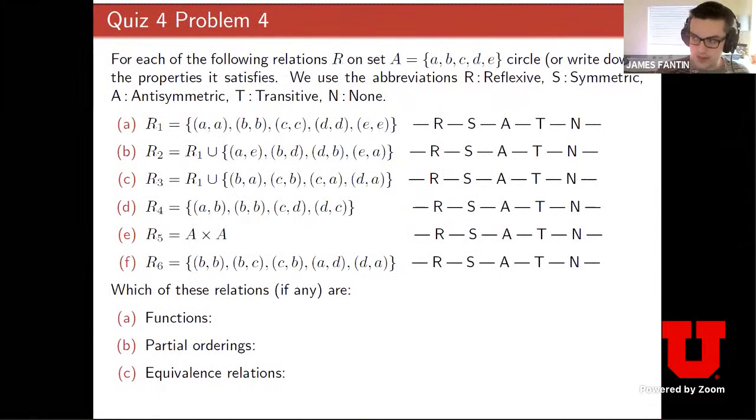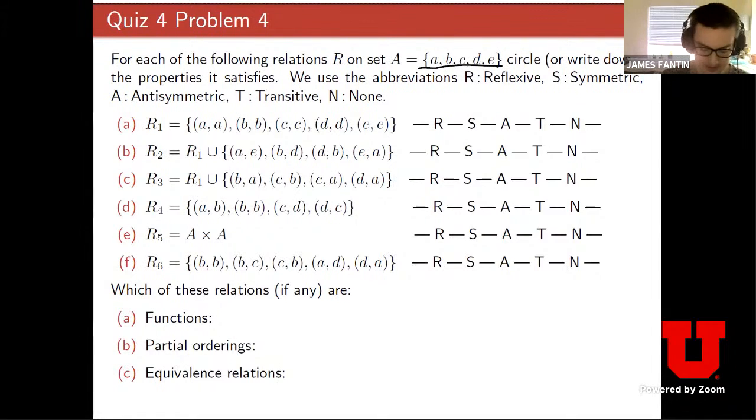So here's problem 4 from quiz 4. For this problem, we were asked to look at relations on the set A, which is made up of the letters A, B, C, D, E. Then we're supposed to decide, based on all of these 6 relations, which of them are reflexive, symmetric, antisymmetric, transitive, or which of them don't have any of the properties. So let's take a look at this first relation.